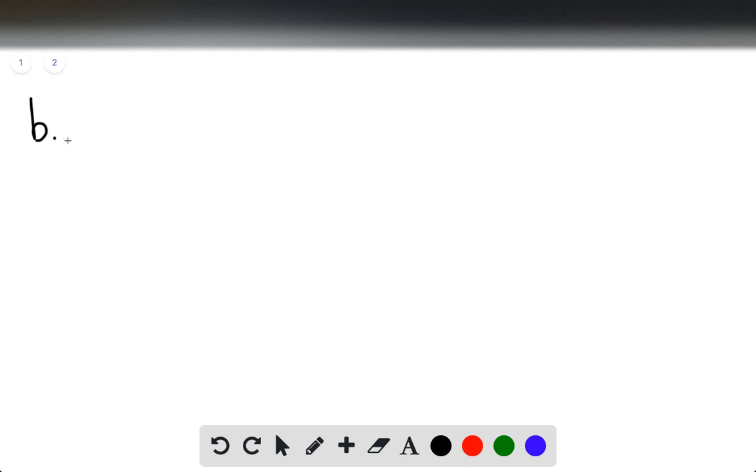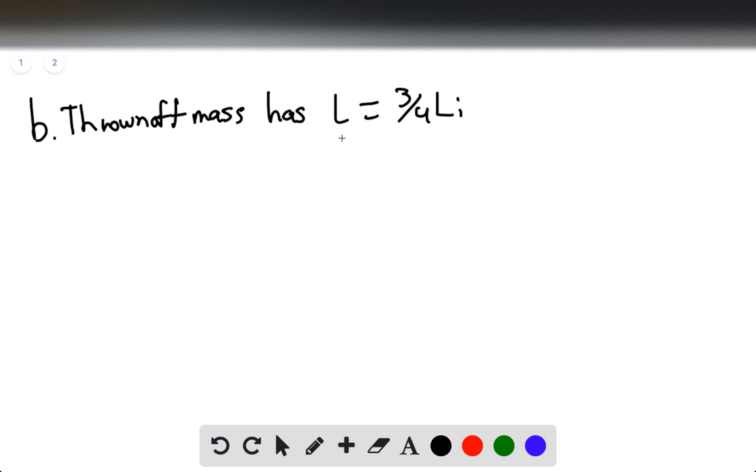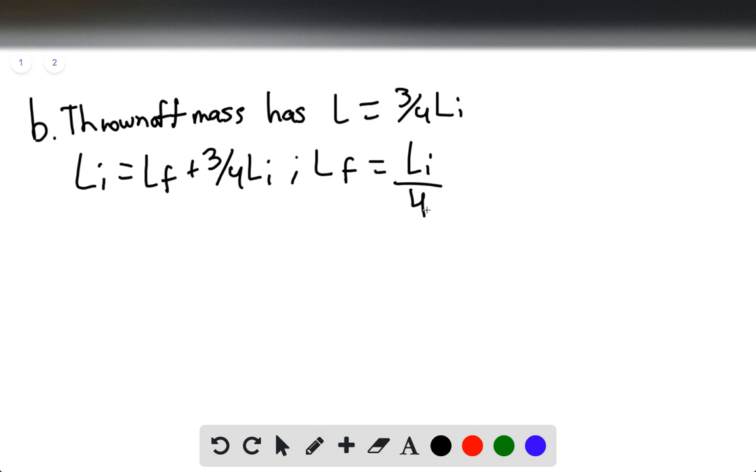Now for part B, it's a little bit different because the thrown off mass has L equals 3/4 of L initial. So the thrown-off mass has an angular momentum of 3/4 of the initial angular momentum. So we can say L initial equals L final plus 3/4 L initial. So that means that L final simply equals L initial over 4.